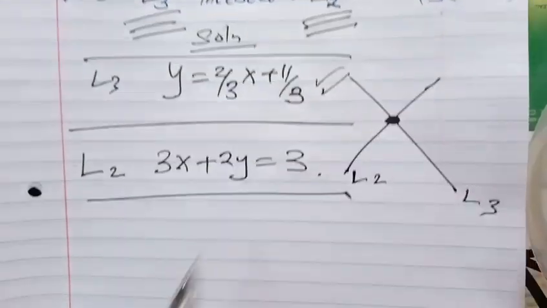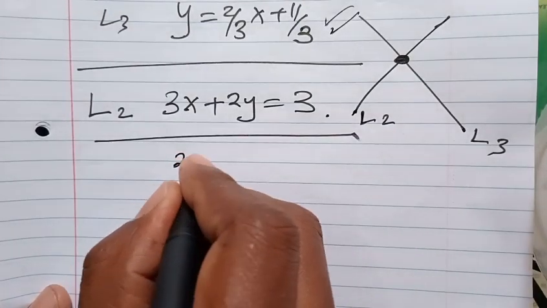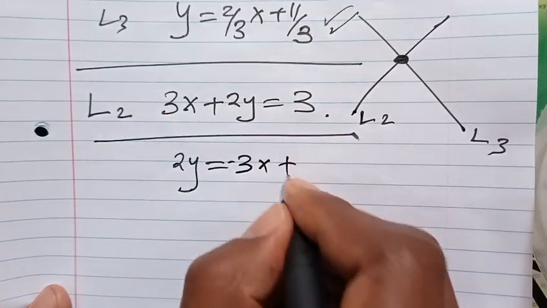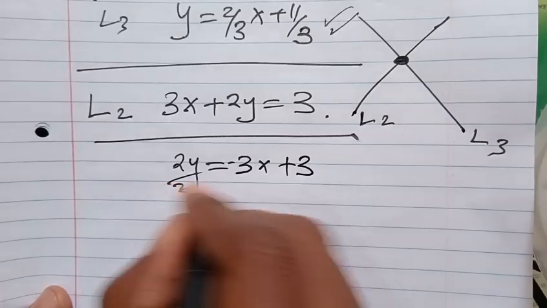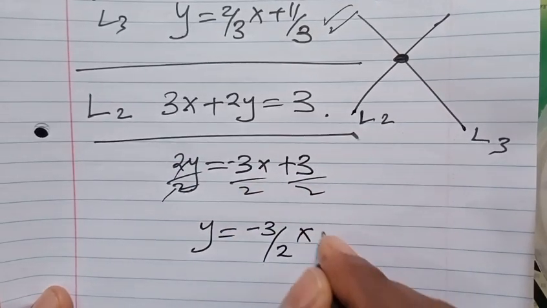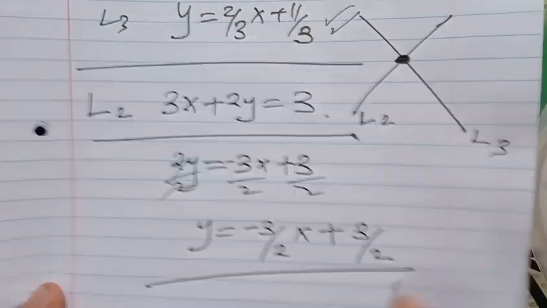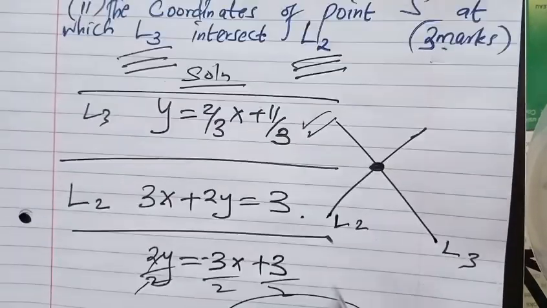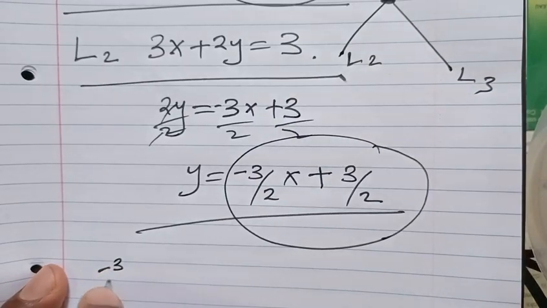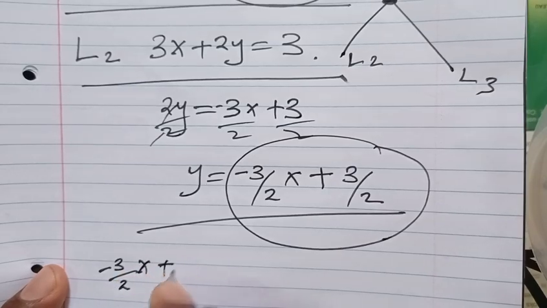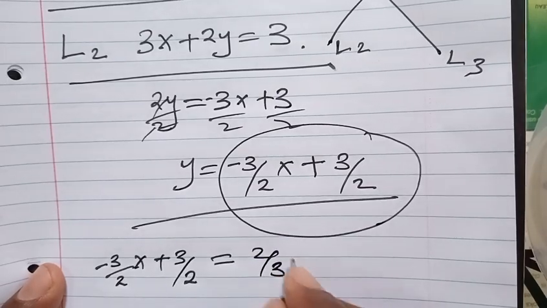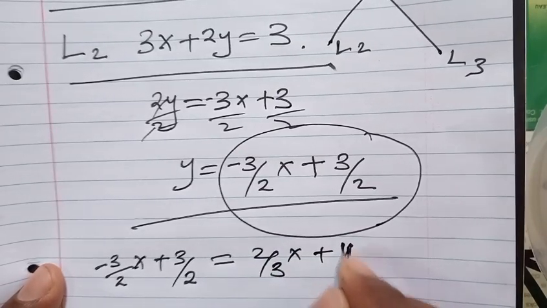The first one is well arranged. Second one, 2y should remain here, and then we have is equals to negative 3x, of course, plus 3. If you look at it properly, divide by 2, divide by 2, divide by 2. Y is equals to negative 3 over 2x plus 3 over 2. So in this case, you take this part and equate to this part to get the value of x first. So negative 3 over 2x plus 3 over 2 is equals to 2 over 3x plus 11 over 3.